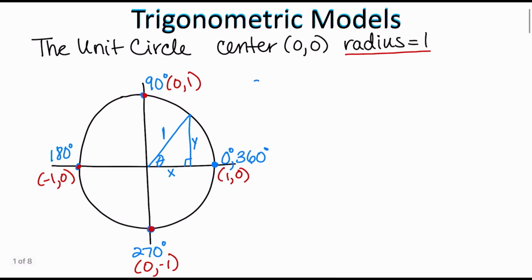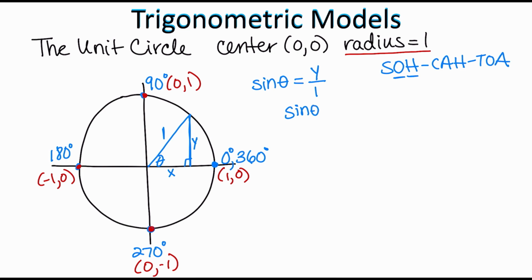Now, if I have to find the sine of theta, remember from SOHCAHTOA, in a right triangle, the sine of an angle is equal to its opposite side over the hypotenuse. So the sine of theta here is opposite, which is going to be y, over the hypotenuse, which is 1. So I know that the sine of theta is simply just the y coordinate.